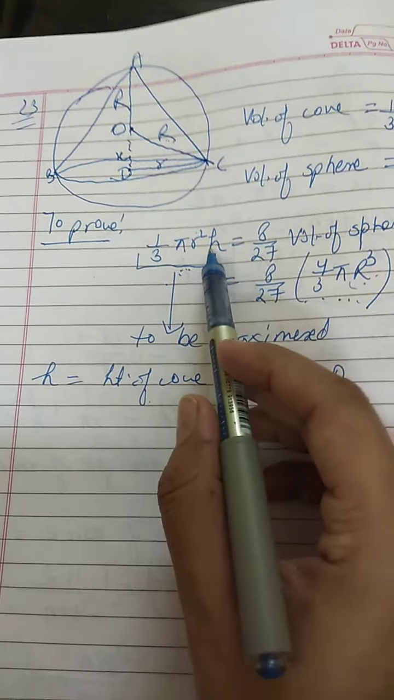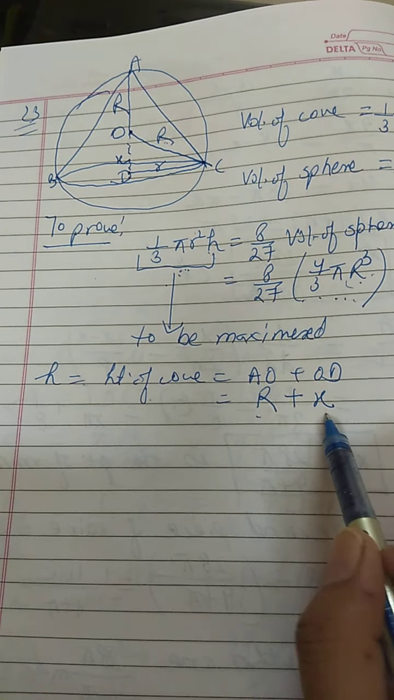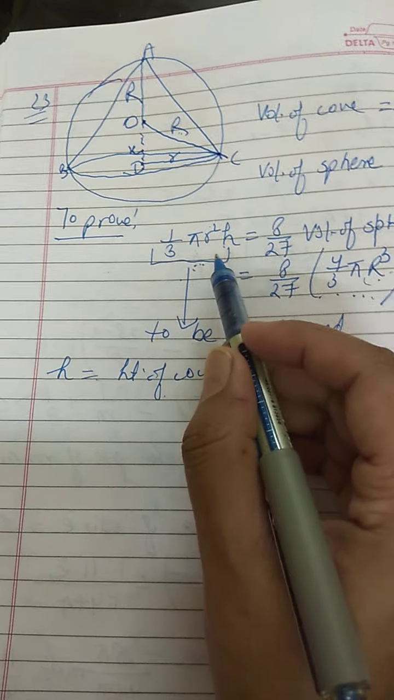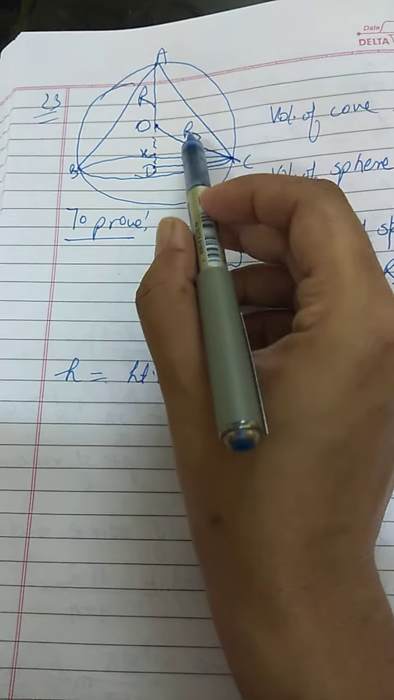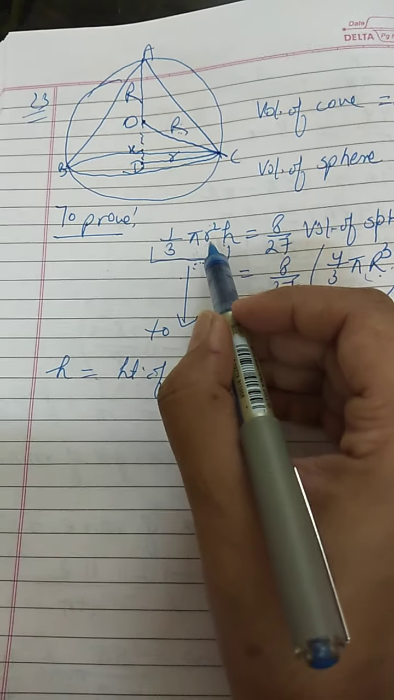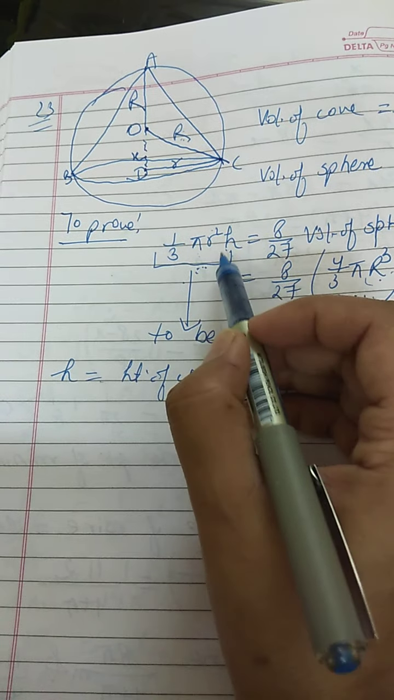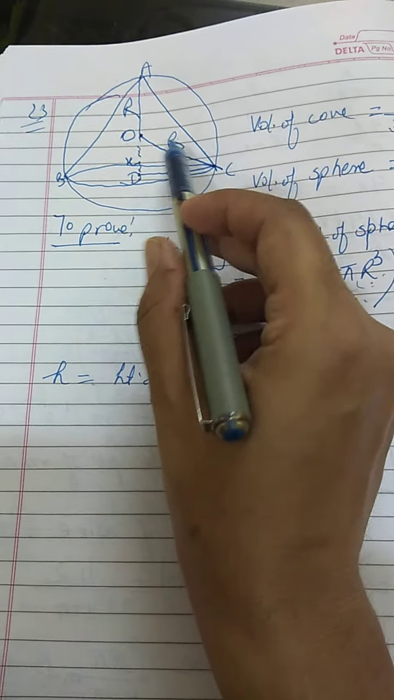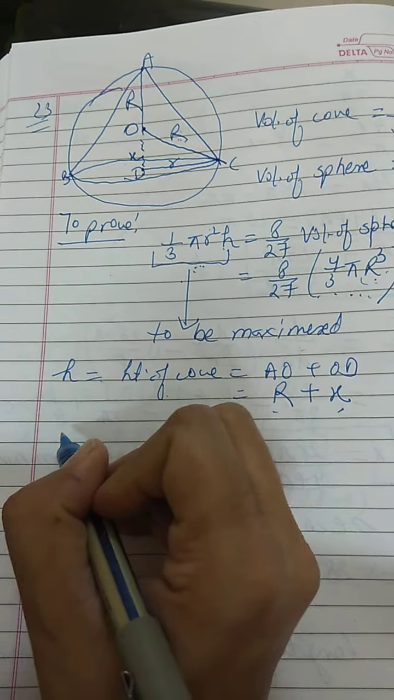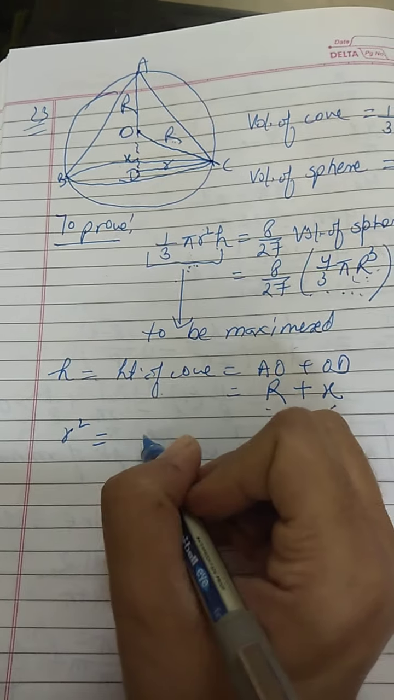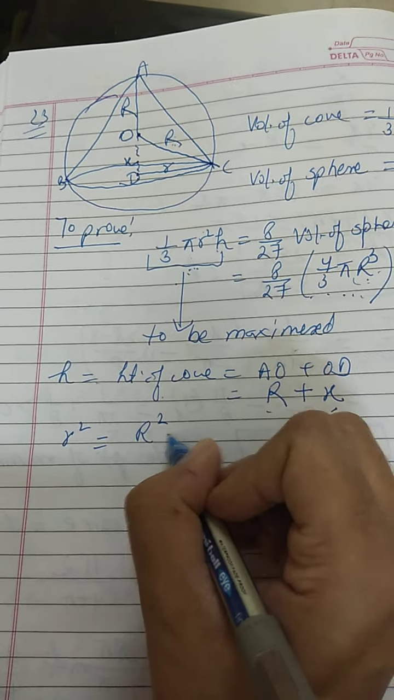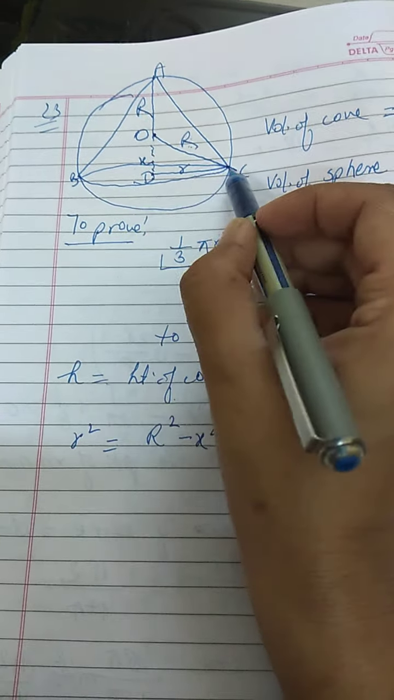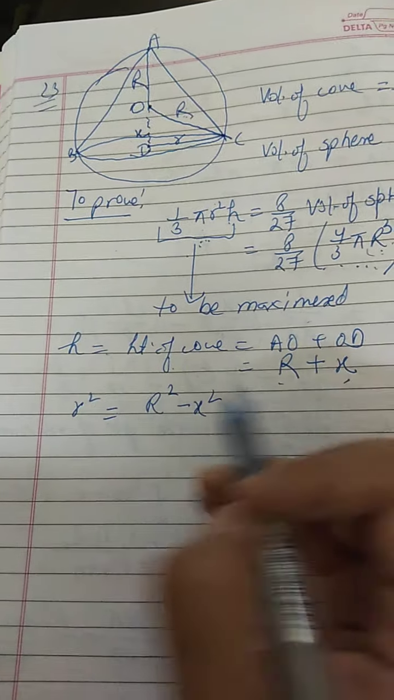So height we have written in terms of capital R, and x is some value, right? And we have the relationship between small r and capital R also. Why am I saying this? Because we have to convert these dimensions into capital R. So from here the value of r square can be written as capital R square minus x square by this right angle triangle ODC. I hope these two values are clear.